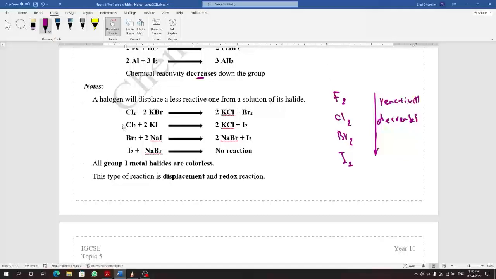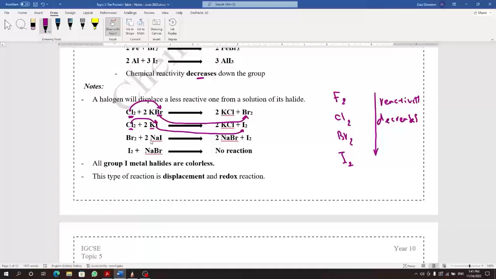For example, here we have chlorine and we have potassium bromide, right? Chlorine is more reactive than bromine, which means that this reaction will happen and chlorine will replace the bromine, and the bromine will be kicked out as a liquid right here, right? As a bromine atom, it will be replaced by the chlorine. Here we have chlorine and potassium iodide. From here we can tell that chlorine is more reactive than iodine, which means that chlorine will replace the iodine and the iodine will be kicked out, like that.